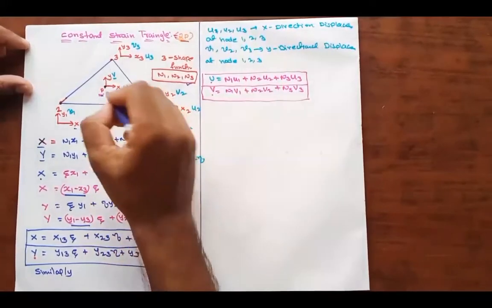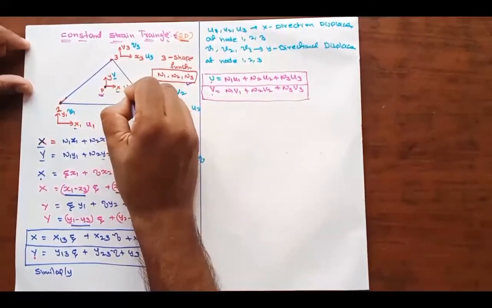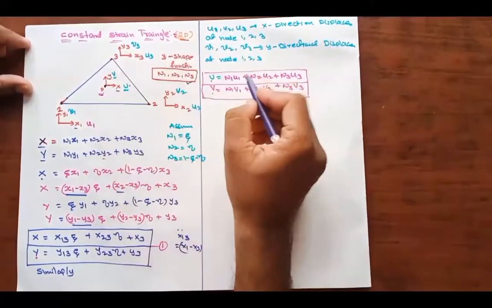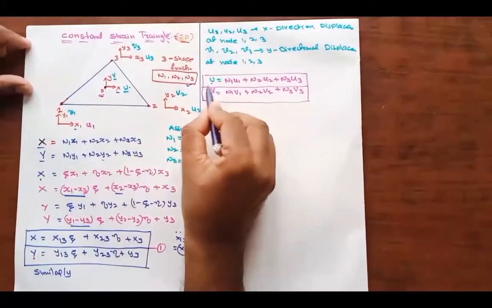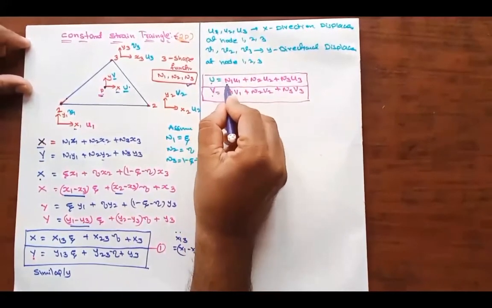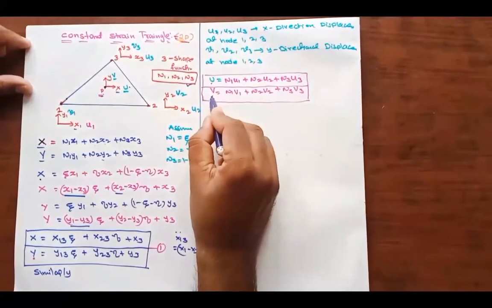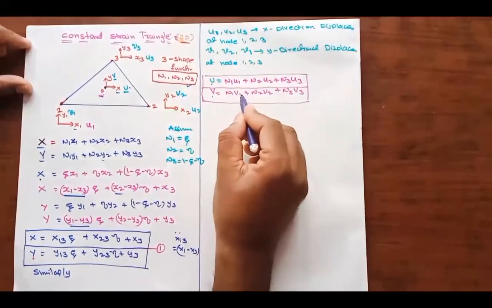Similarly, at a given point P, I have assumed that u is the displacement in the x direction and v is the displacement in the y direction. So we can write u, v as a function of the shape function as well as the nodal displacement. The u, the x-directional displacement, can be written as a function of the shape function and the nodal parameter in the x direction. Similarly, v is a function of the shape function and the nodal displacement in the y direction.